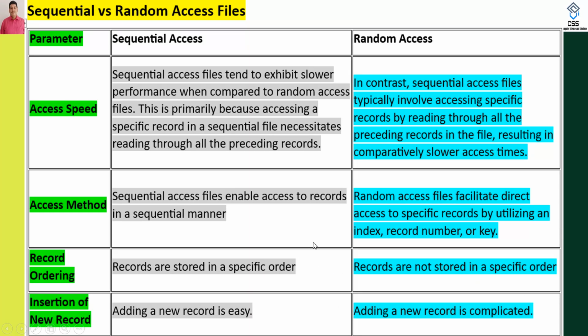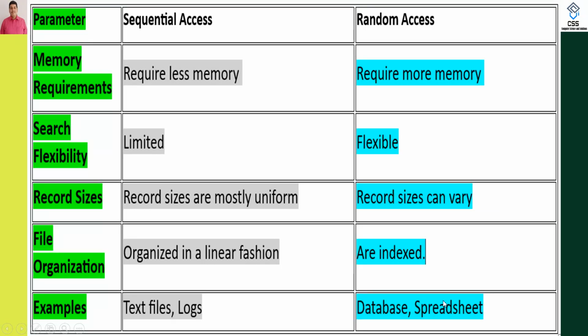Adding a record is easy in sequential access, whereas adding a record is complicated and complex in random access. Memory required in sequential access is less, whereas the memory required for random access is more. Sequential access is limited, whereas random access is flexible. Flexible means wherever we can go, we can access the record, add the record, and change the records.